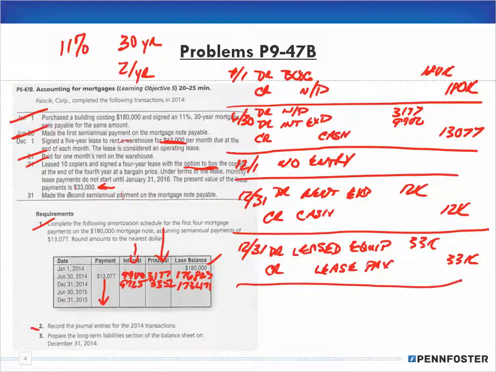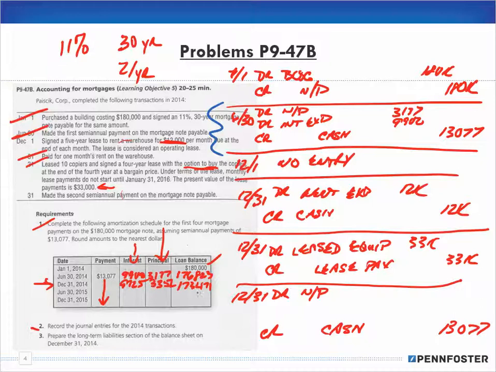And then lastly here, it says made the second semi-annual payment on the mortgage note payable. So on 12/31, we're making this second semi-annual payment. So we're going to credit, that's very similar to this one here, except we're going to credit cash. It's going to be the same amount because we're always making that cash payment of $13,077, but our principal and our interest is going to be different.